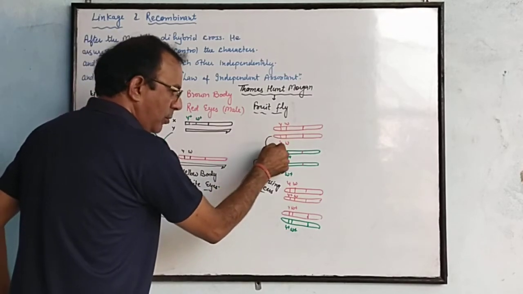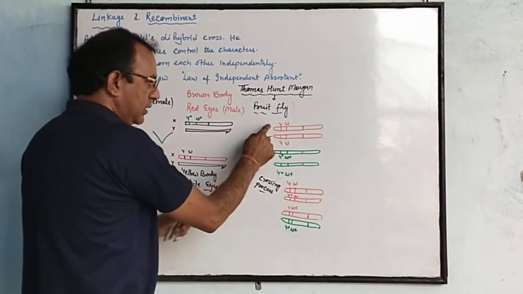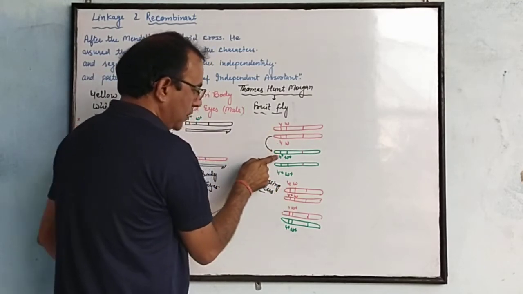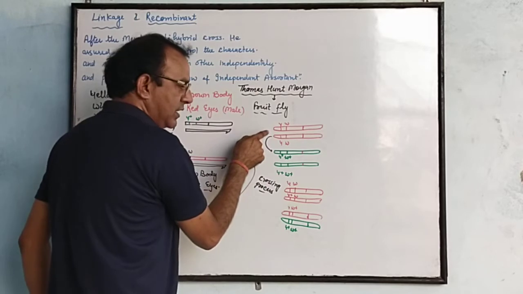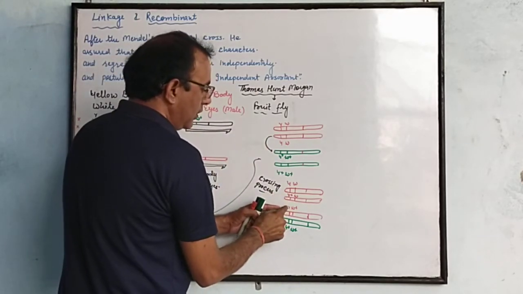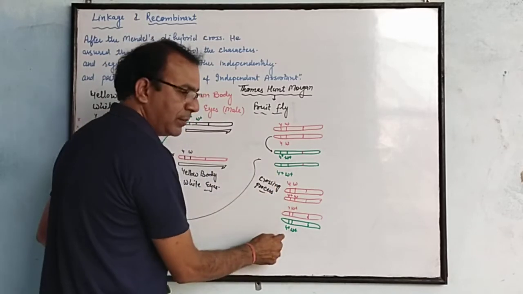Then the non-sister chromatid crossing process can take place. Suppose this is the X, same YW. It mixes. Y plus is exchanged here and Y here. So it contains Y plus W and YW plus. The last one is the similar.